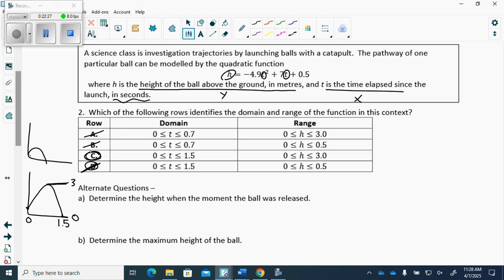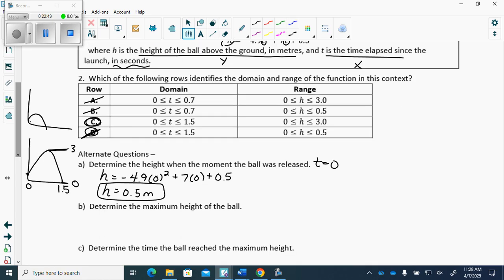This one wants the height of the ball the moment it was released. So that's when time equals 0. So I go H equals negative 4.9 times 0 squared plus 7 times 0 plus 0.5. So H just equals 0.5 meters. And we would need a sentence. Determine the maximum height of the ball. We calculated that. It was 3.0 meters.